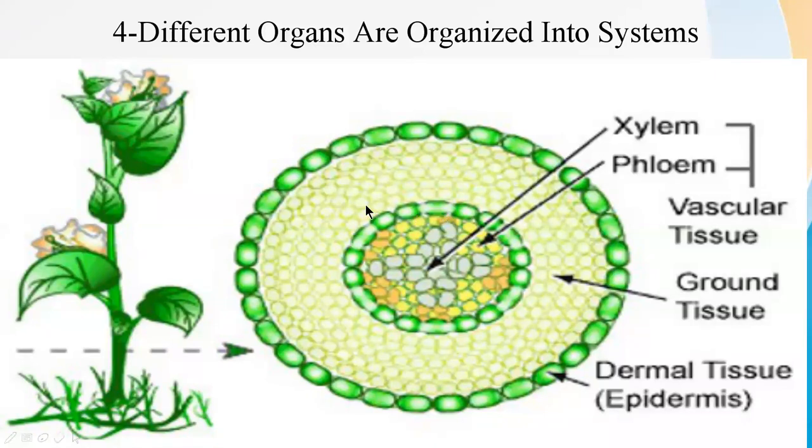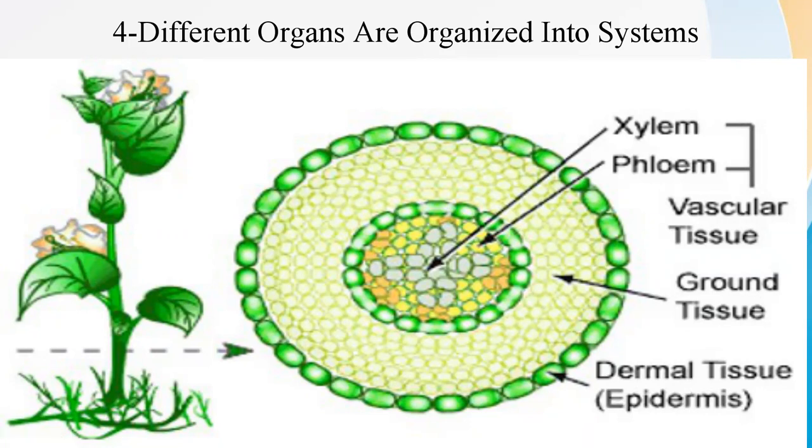Now you can see this is the plant. It has root, stem, leaves, flower and the branches. Inside all these structures, a system is present and that system is called the vascular system, in which xylem, phloem, ground tissues and dermal tissues are present.